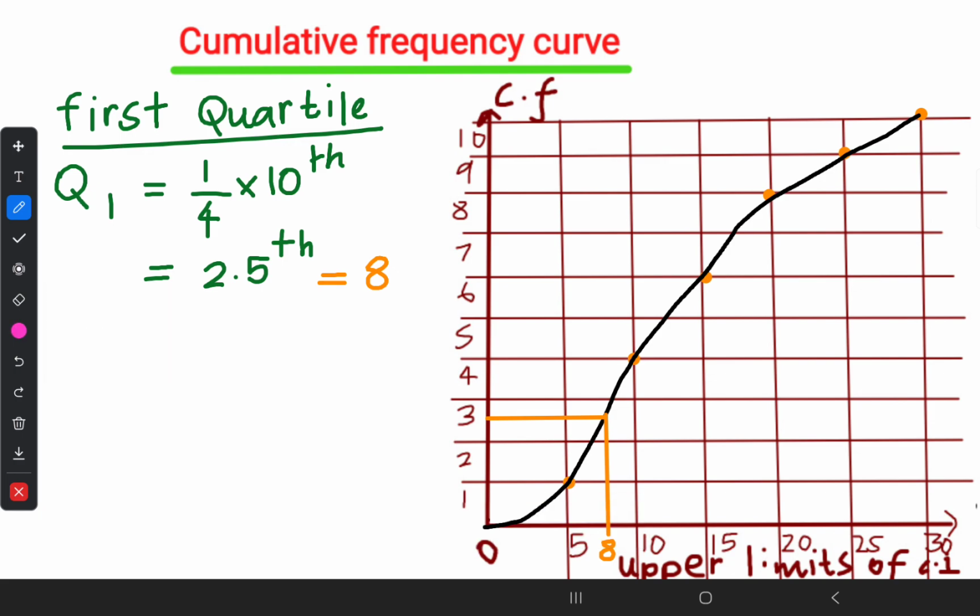And the second one, second quartile. First quartile and then the second one would be the second quartile. According to your diagram, there might be some little deviation.